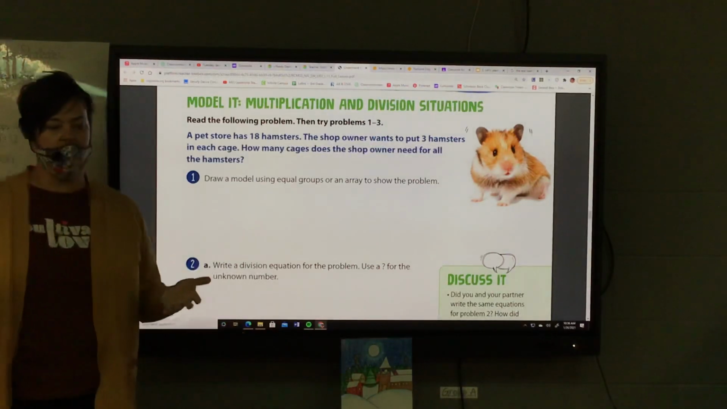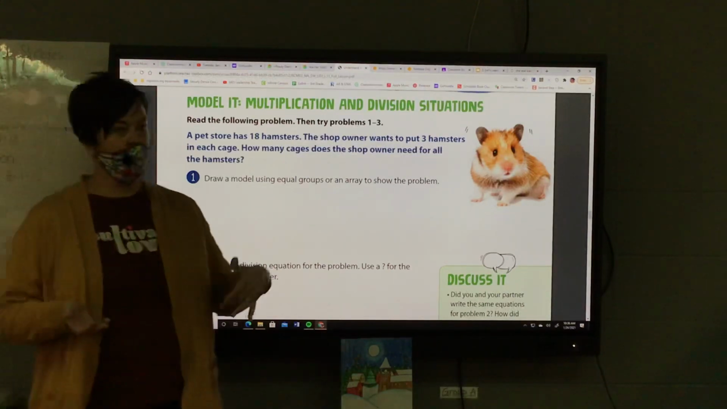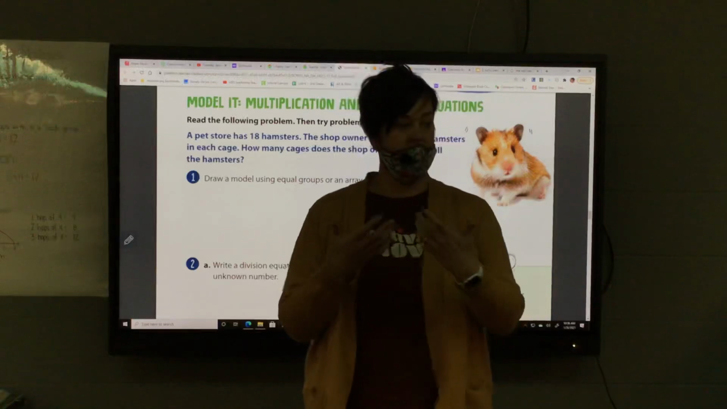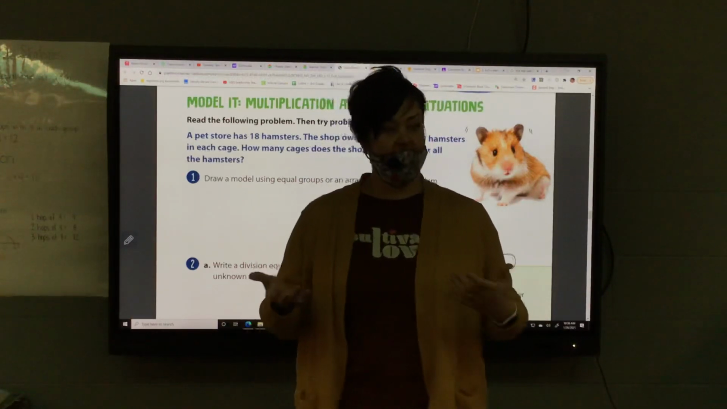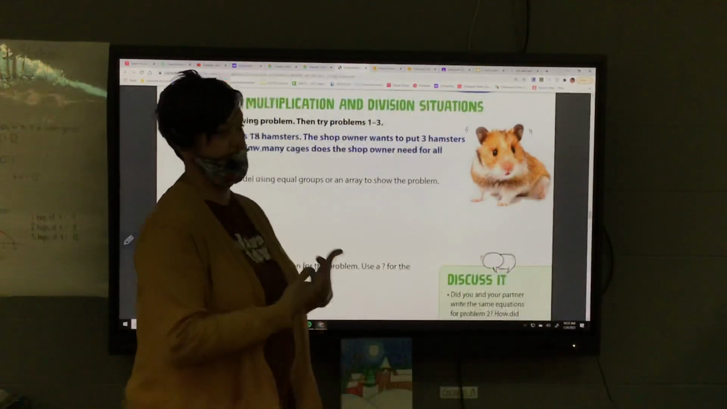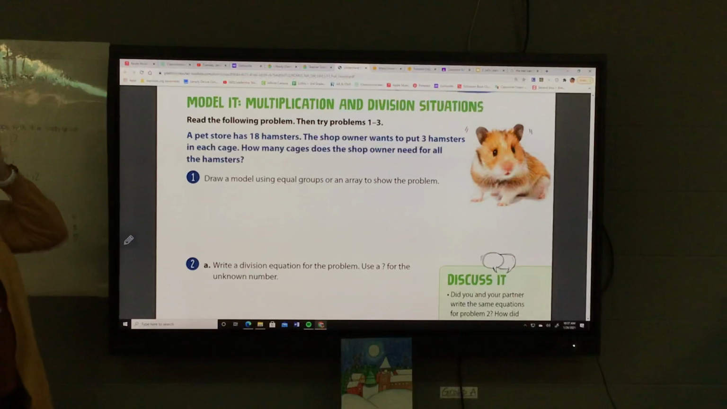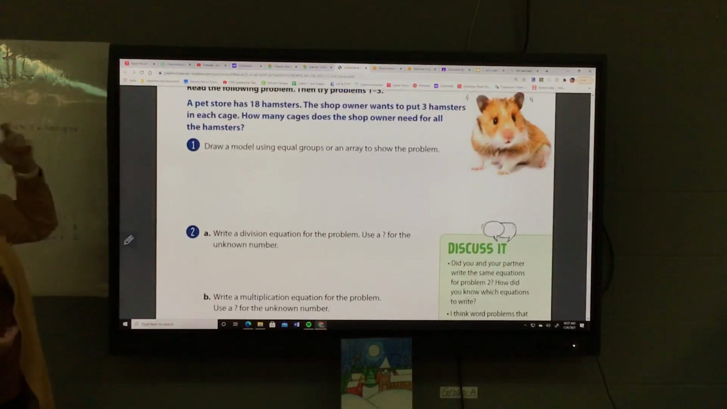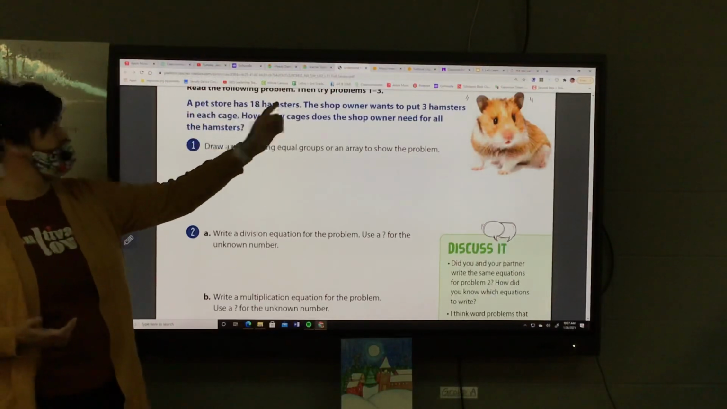So we've been talking about division, and we know that multiplication and division are kind of related, aren't they? We've talked about fact families and how they're related there too. We're going to continue talking about those same situations. So let's read this word problem.